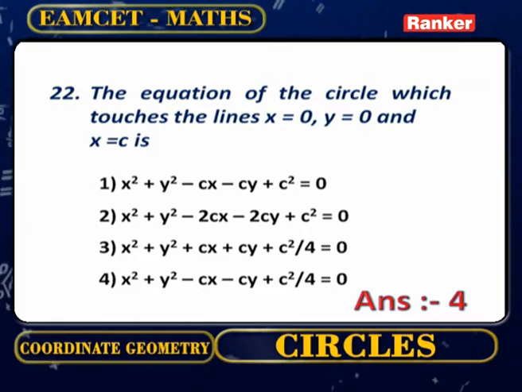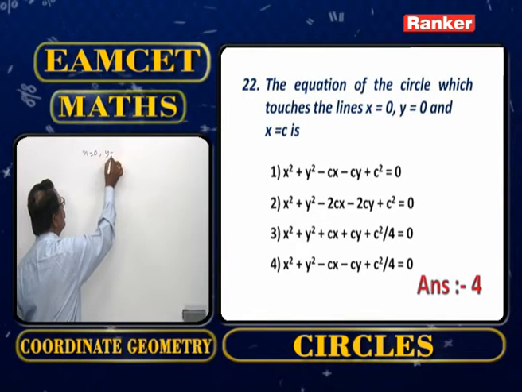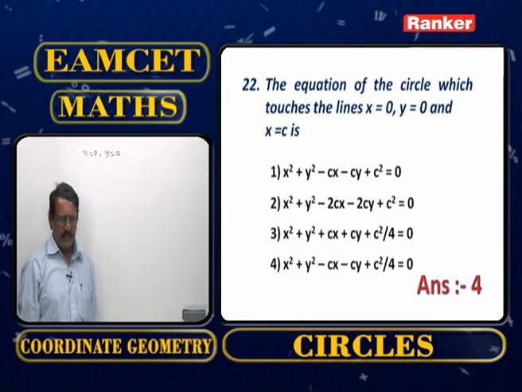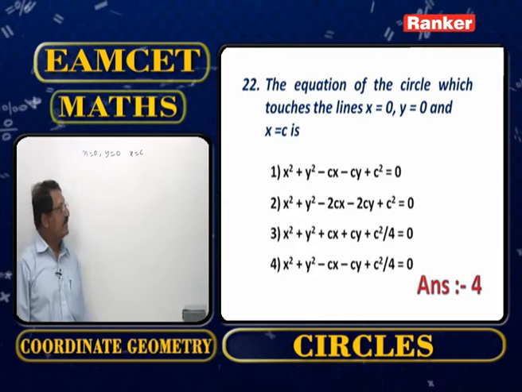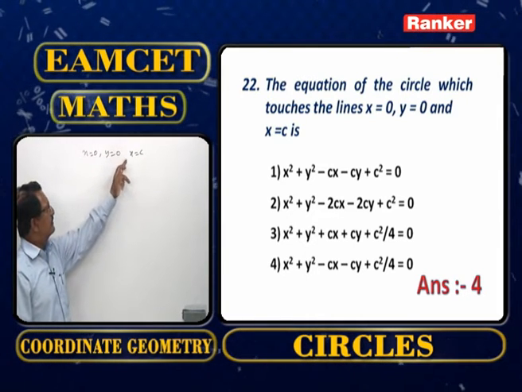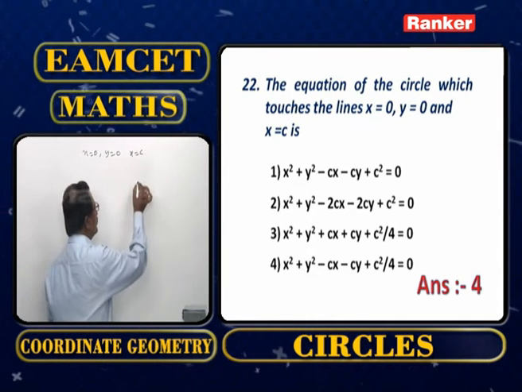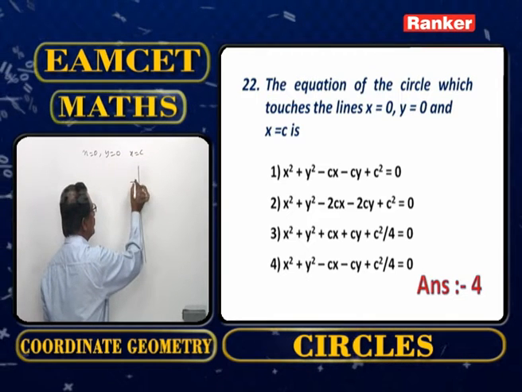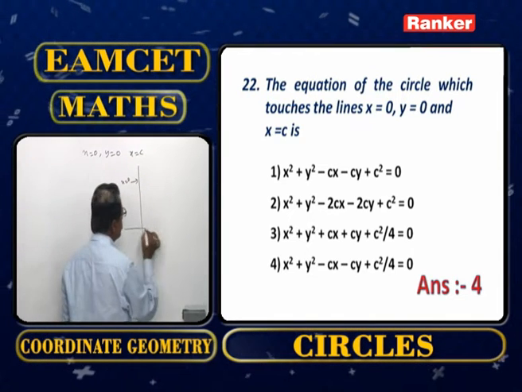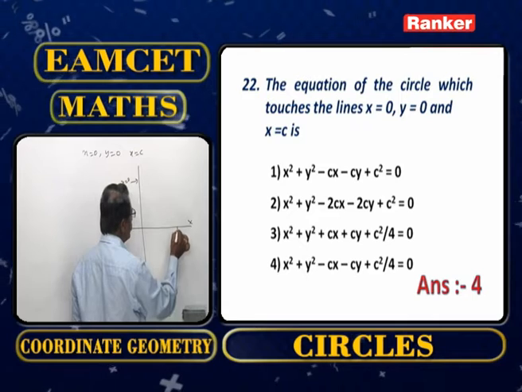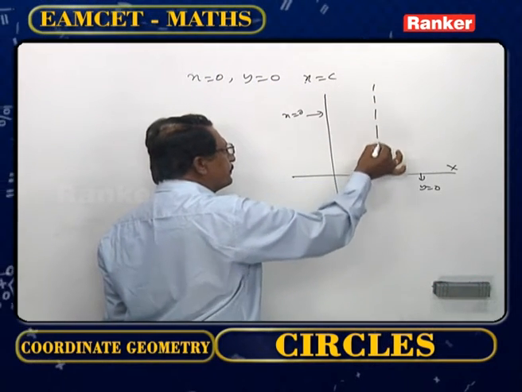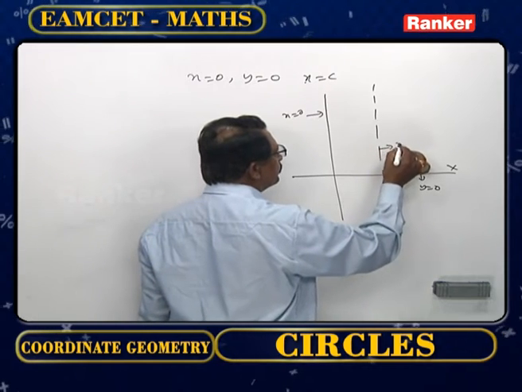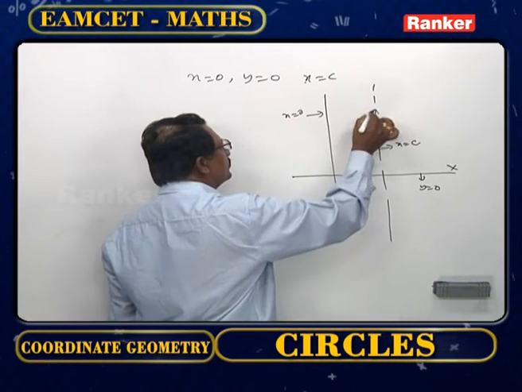The equation of the circle which touches the lines x equals 0, y equals 0 and x equals c. The equation of the circle touching these three lines: x equals 0 is nothing but the y-axis, y equals 0 is the x-axis, and x equals c is a straight line parallel to the y-axis.